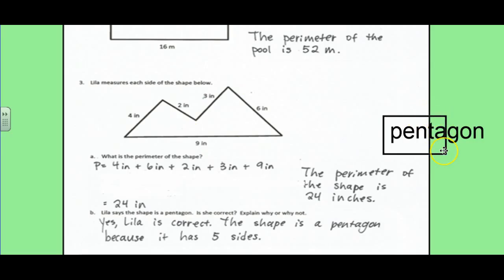So if you didn't remember what a pentagon is, now you know what a pentagon is, and I gave you a way to help you remember what a pentagon is. Just remember that P-E-N-T-A, 5 letters, 5 sides.